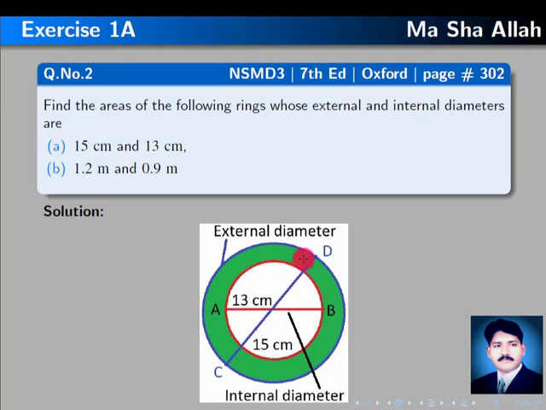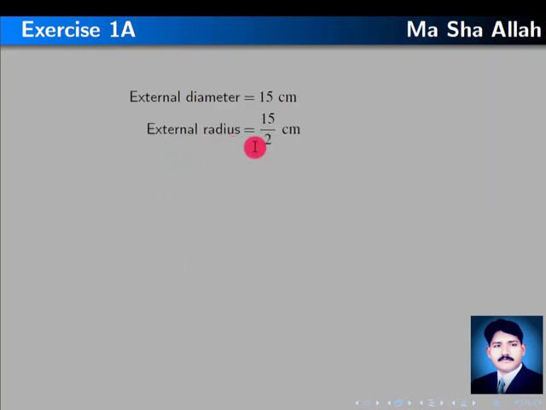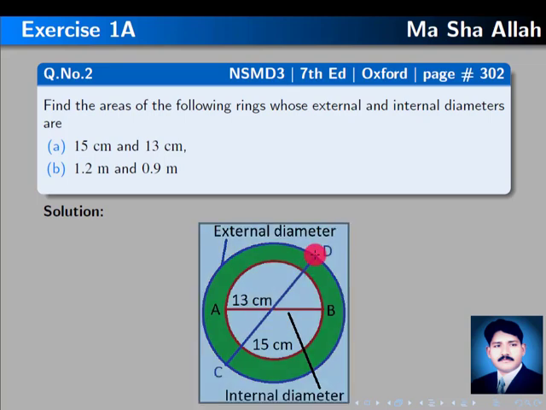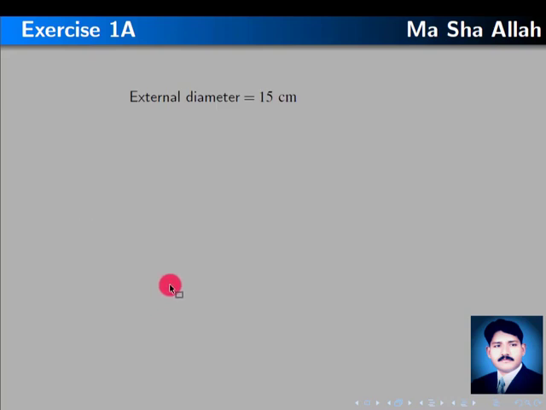As we have to find the area of the green part of this figure, first of all, we find the area of the external circle, and then we subtract the area of the internal circle, which is shown here in the red color. Then we find the area of the green part. External diameter is 15 centimeter. External radius is equal to 15 divided by 2 centimeter. As we know, the radius is the half of the diameter. Here C to D is the diameter, while the radius is from here to D.